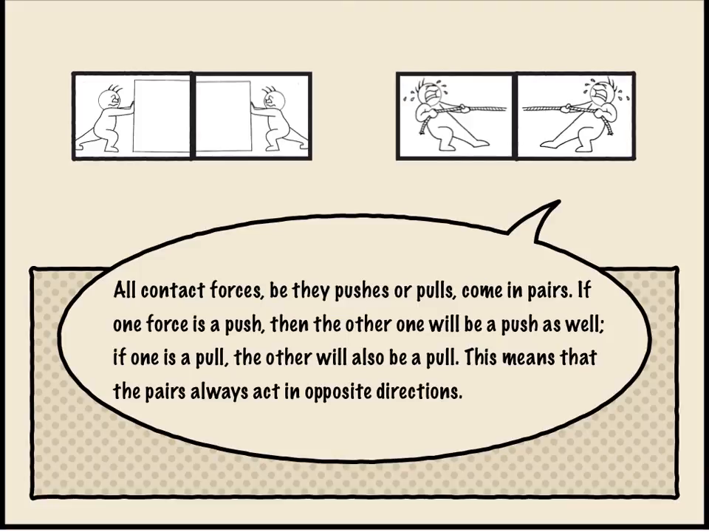All contact forces, be they pushes or pulls, come in pairs. If one force is a push, then the other one will be a push as well. If one is a pull, the other will also be a pull. This means that the pairs always act in opposite directions.